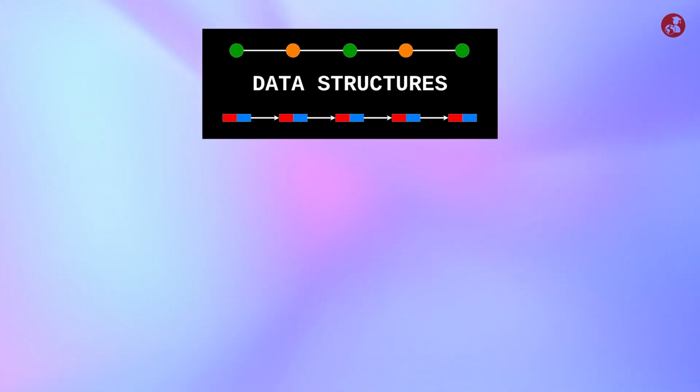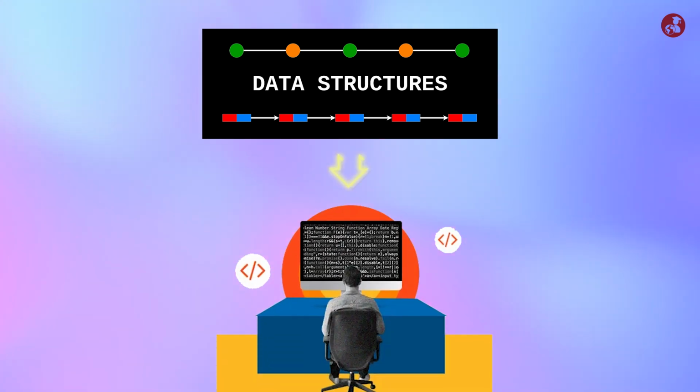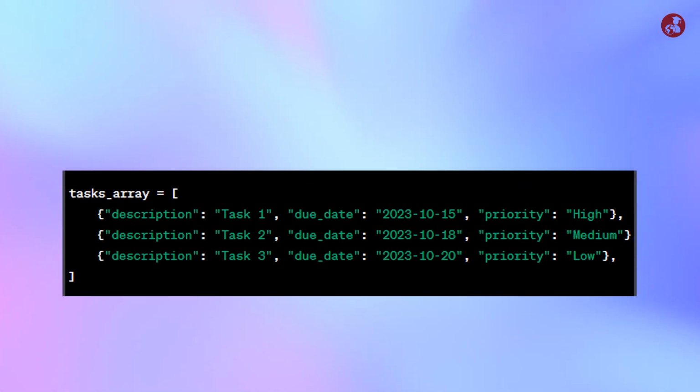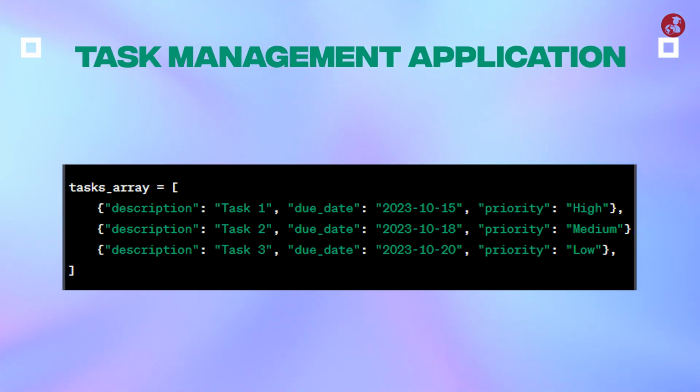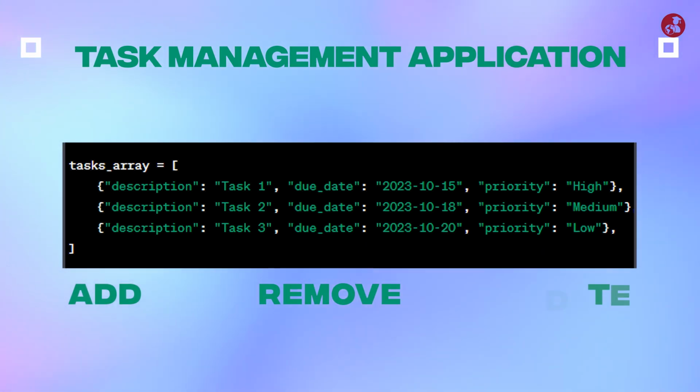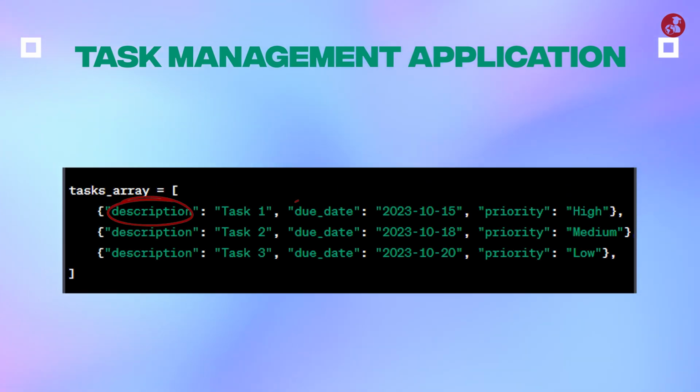So the first one is how choosing a suitable data structure can lead to better performance. Let's imagine you are developing a task management application where users can add, remove, or update tasks. Each task has details like description, due date, and priority. In this example, you decided to use an array to store the tasks.